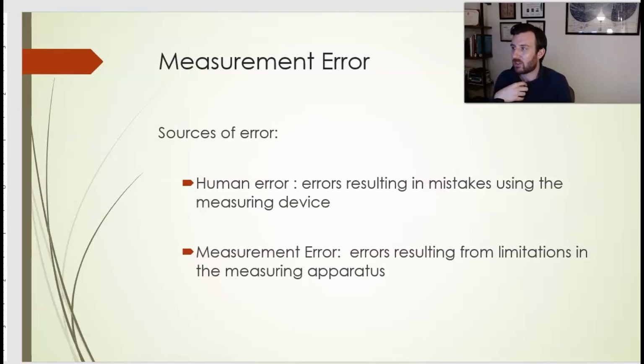So if we can change it, if we can make it better without changing the instrument, then it's human error. If it doesn't matter how good a job we do, we will never be able to get a perfect answer with the tools in front of us, then it's a measurement error.